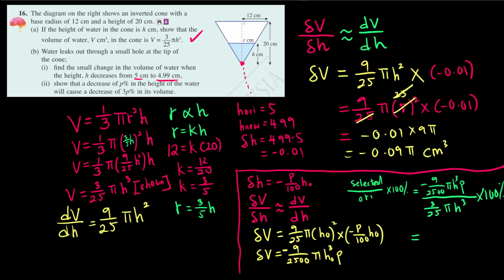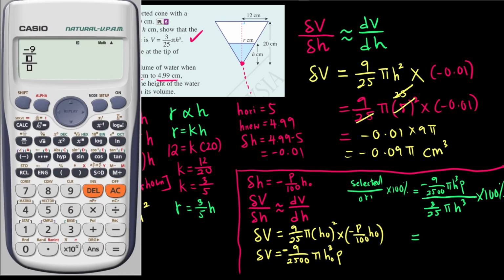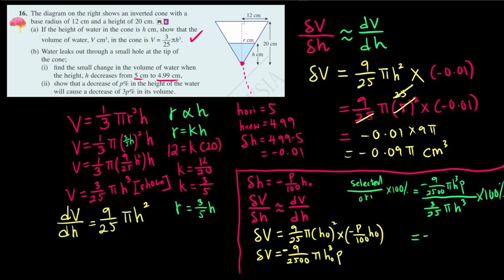So we're going to simplify this one. Negative 9 over 2500 divided by 3 over 25. Using a calculator, we have negative 0.03. And we're going to simplify the variables. Pi and pi can cut off. H cubed and H cubed can cut off. And we are left with p times 100%. So negative 0.03 times 100%, we're going to have negative 3p%, which is the same as what they gave us. So we have shown that it's a 3p% decrease, and we are done.